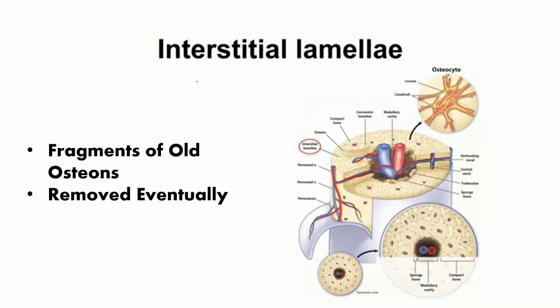So till now we have seen concentric lamellae, Haversian canal, lacunae, as well as canaliculi. Now we are going to see the interstitial lamellae. These interstitial lamellae are the fragments of old osteons, and they are eventually going to be removed from that particular part. So that is called the interstitial lamellae.